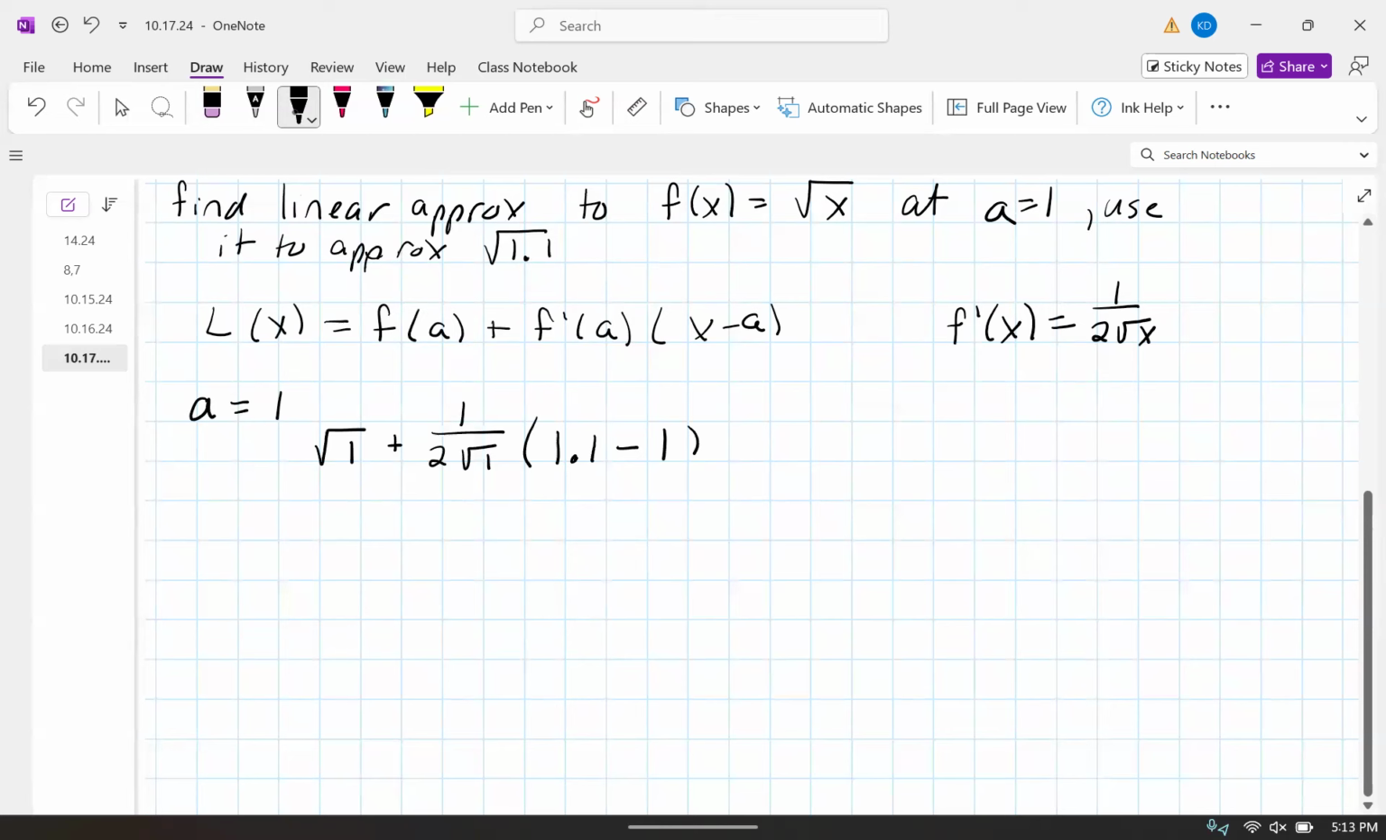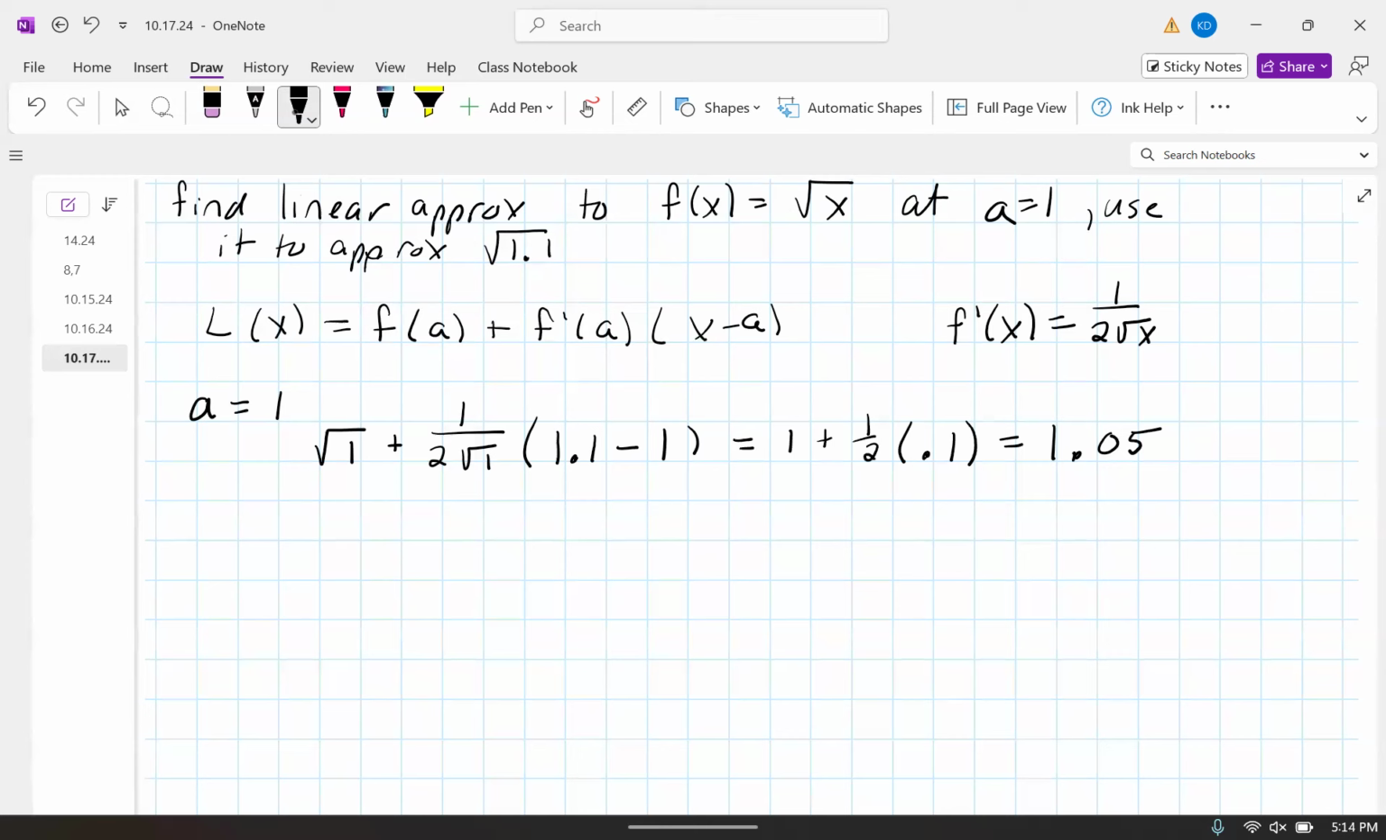Okay, this should be easier to calculate. The square root of 1 is 1. The next piece will give us 1/2. 1.1 minus 1 is 0.1. And I think this is good. 0.05. So we estimate that the square root of 1.1 should be about 1.05.